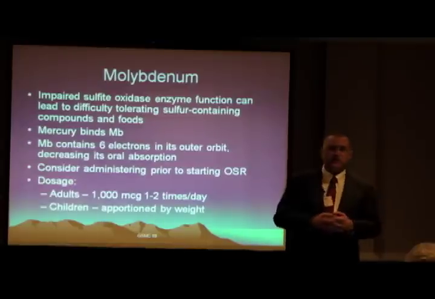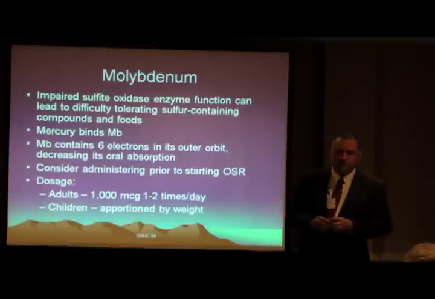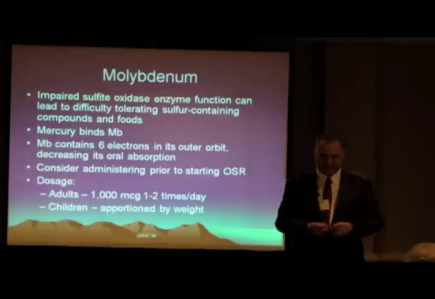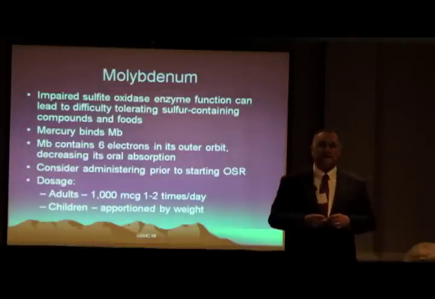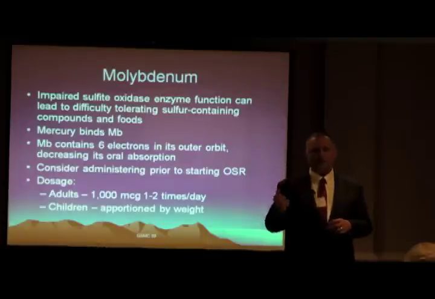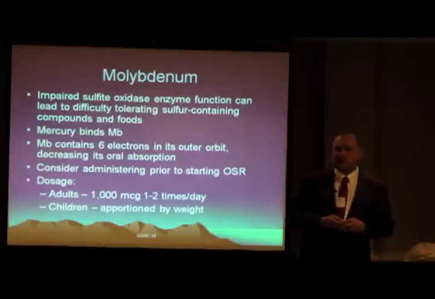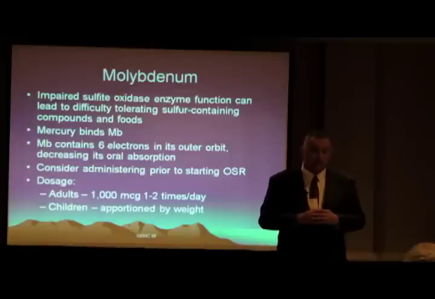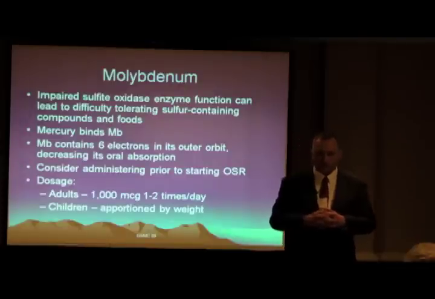Impaired sulfite oxidation enzyme function can lead to difficulty tolerating sulfur-containing compounds and foods. Mercury, interestingly, binds molybdenum. Now, molybdenum is not an easy molecule to absorb. There are 6 electrons in its outer orbit, and it's not easy for the body to naturally transport that across mucous membranes and into the bloodstream. So when we dose molybdenum with adults, we'll use a dose of 1,000 micrograms once or twice a day, typically twice a day. With children, it'll be a commensurately lower dose, apportioned by weight.